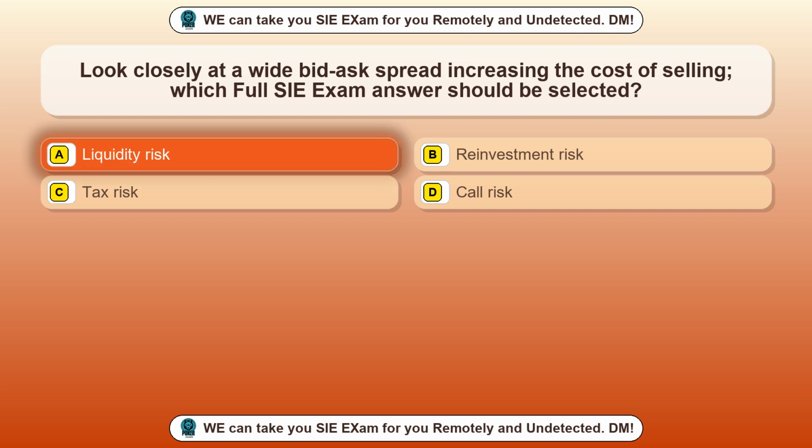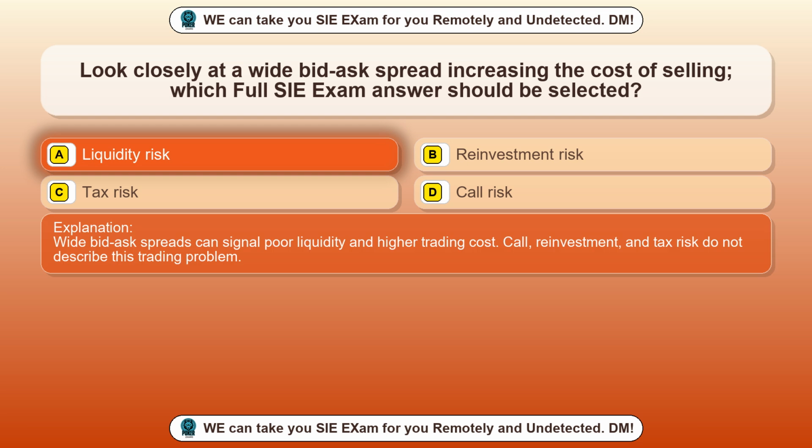The correct answer is option A, liquidity risk. Wide bid-ask spreads can signal poor liquidity and higher trading cost. Call, reinvestment, and tax risk do not describe this trading problem.